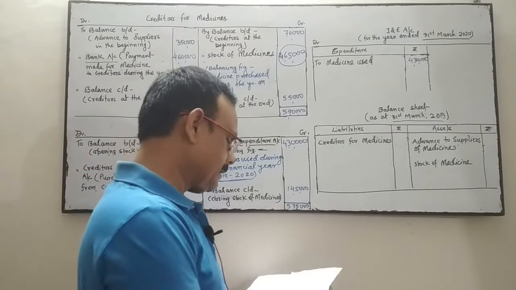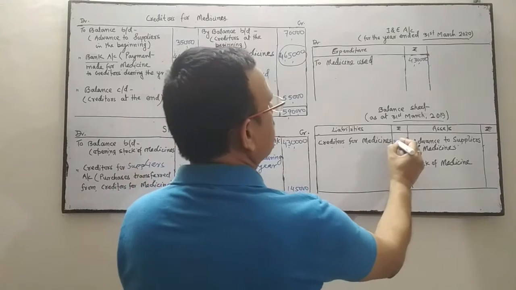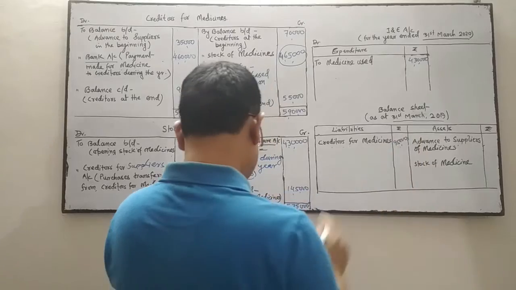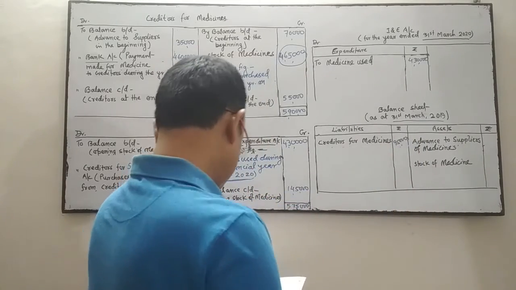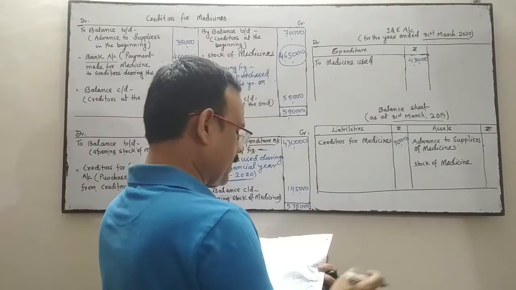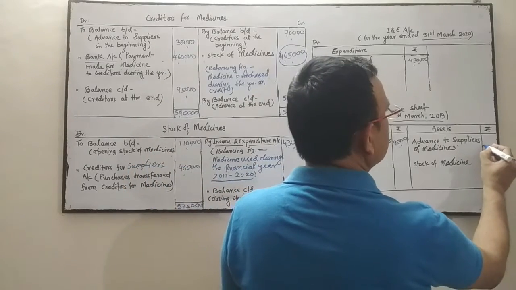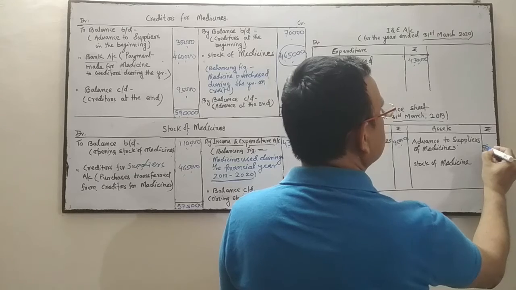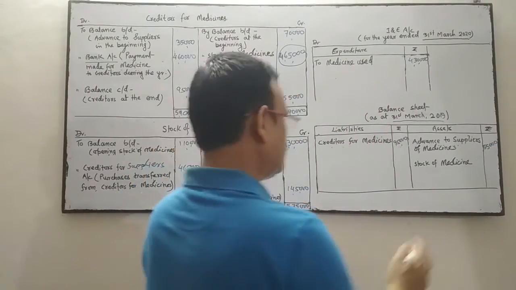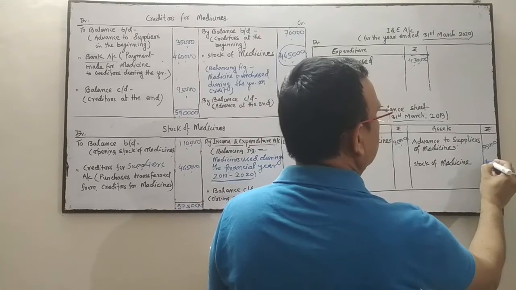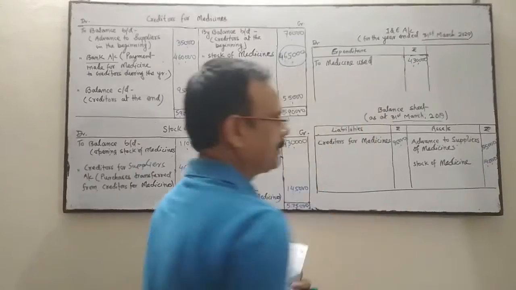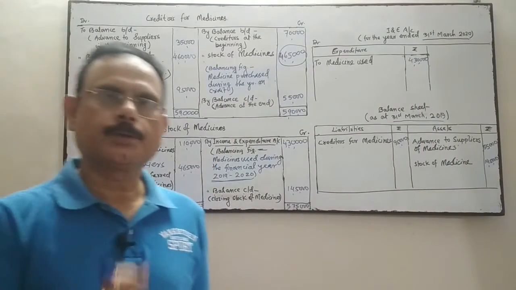So the current year creditors for outstanding medicine is 95,000. And advance to supplier of medicine is 55,000. And stock of medicine is 1,45,000. This is question number 1.